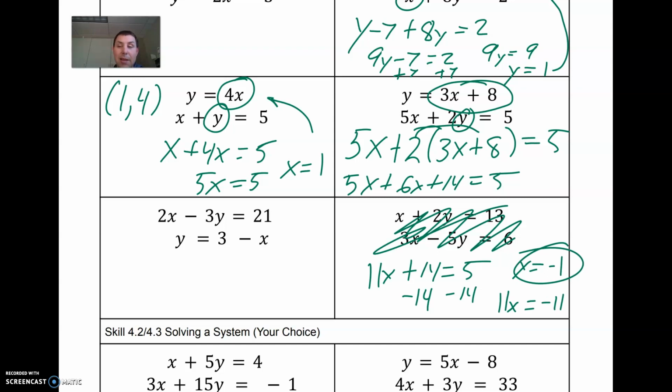And now I can use that, plug it back into one of those equations up here. I'm going to plug it into the top, and you get 3 times negative 1, which is negative 3. Negative 3 plus 8 is 5. So my answer is x is negative 1, y is 5, and there's your solution. So that's the substitution method.